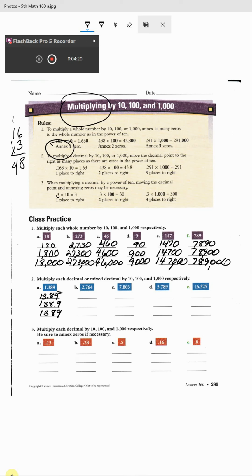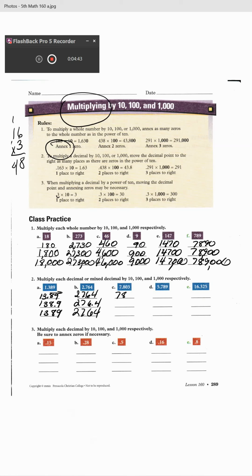2.764. So we times it by 10, and you move it over once. Oops. Let me erase that. Did that wrong. Multiply it by 100, move it over 2 places, multiply it by 1,000, and it becomes a whole number.